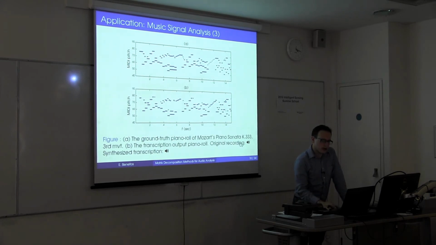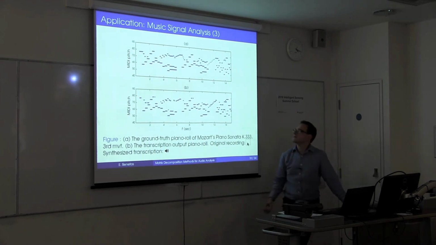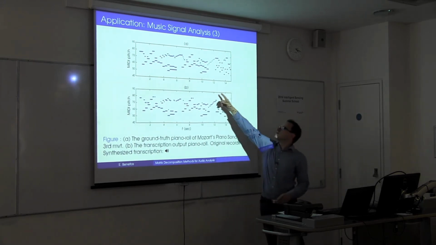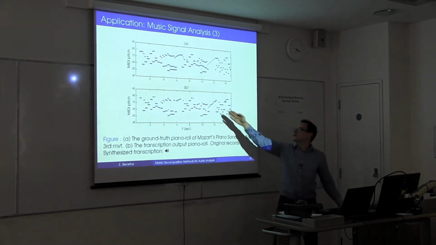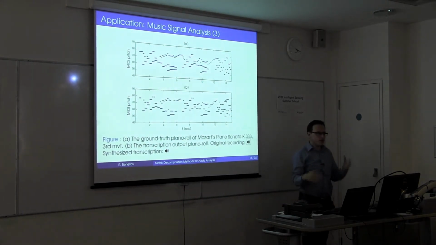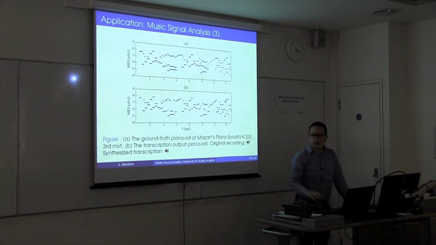So I'm going to play now a recording, I think, from a Mozart piano sonata. And on the top here, you can see the sort of ground truth of which notes are active. The note index is on the vertical axis, the horizontal axis is time. And below you see the output of the system, so it can detect multiple concurrent notes over time. I'm going to play now a synthesis of the output.